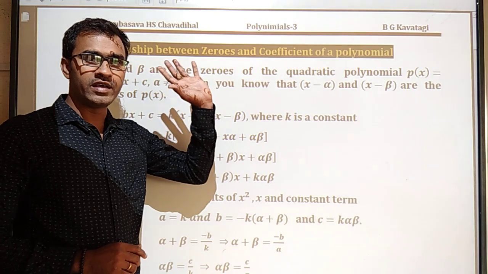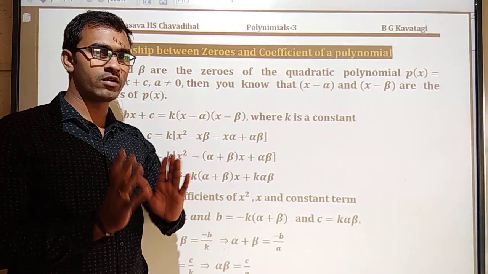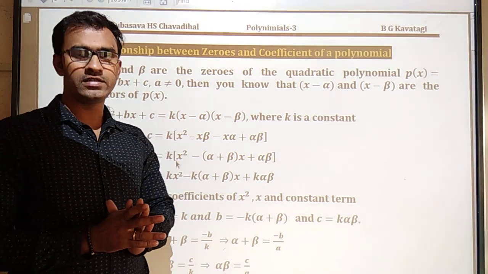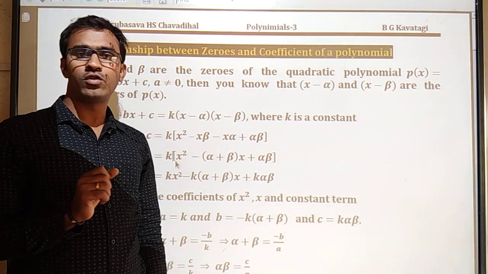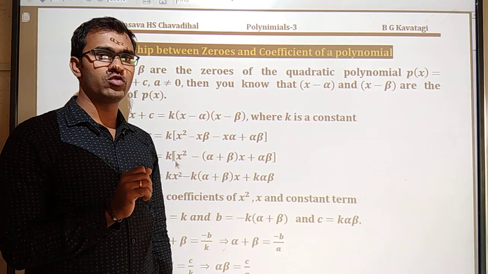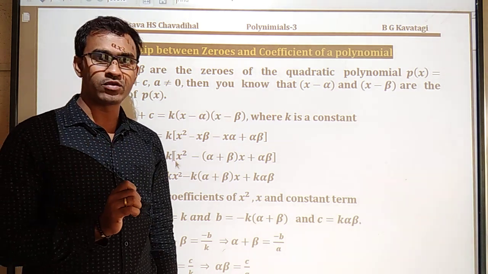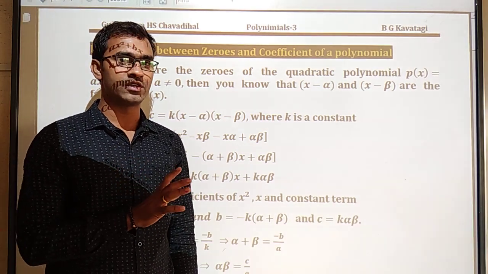Zeroes of a polynomial: we already learned the definition. Recall once again, a real number k is said to be a zero of a polynomial p of x if p of k equals 0. This is called the zero of a polynomial concept or definition, right?